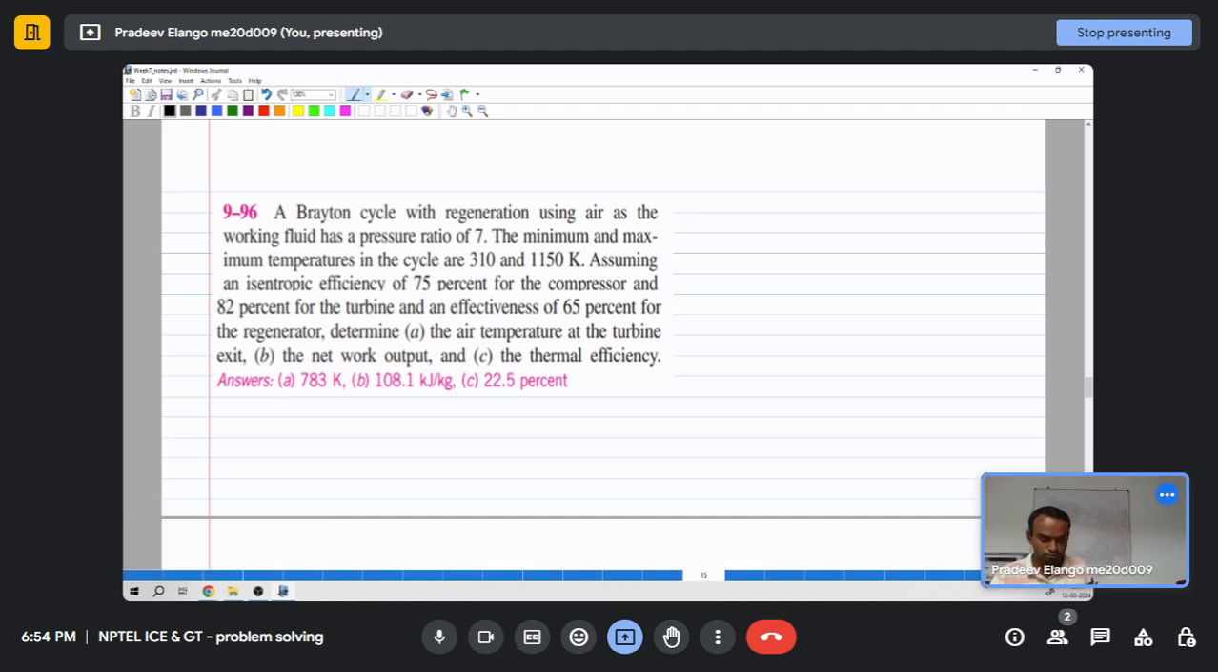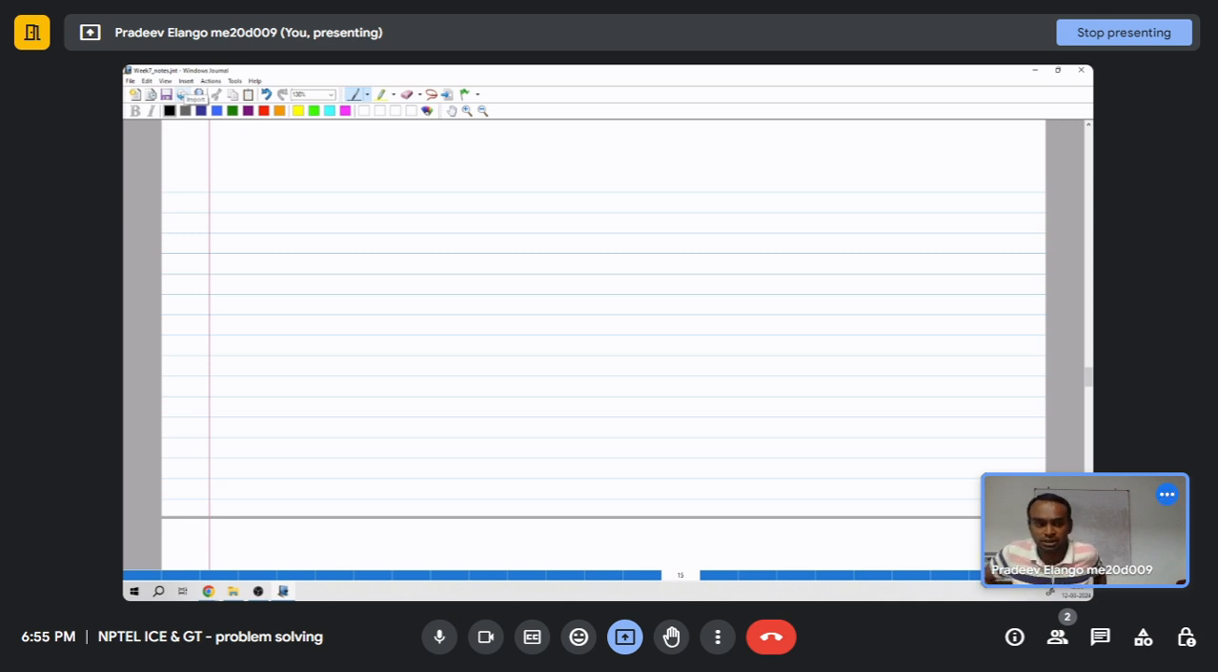In the next problem, I have a Brayton cycle with regeneration given. So before going into this, I would like to explain what is regeneration, what is reheating, and what is intercooler. So there are three: intercooling, regeneration, and reheating.